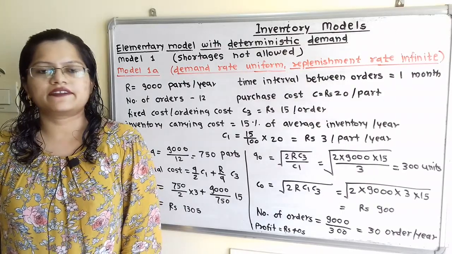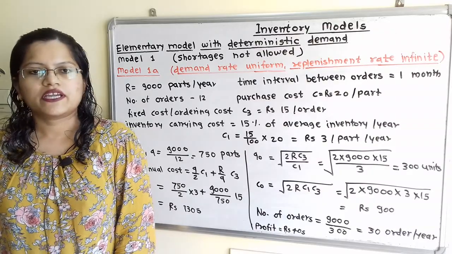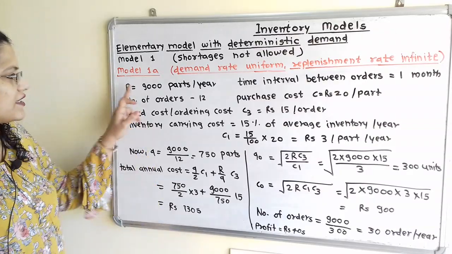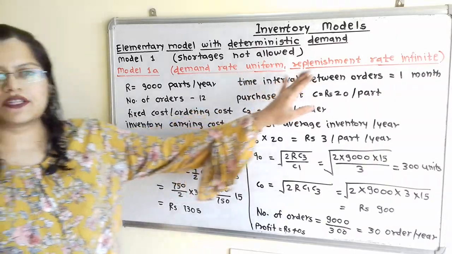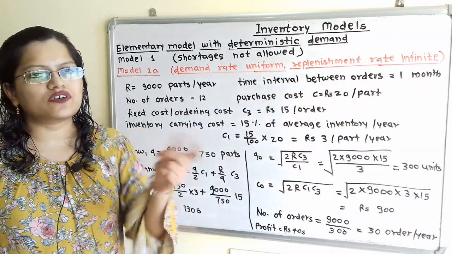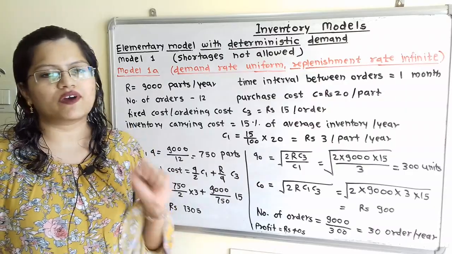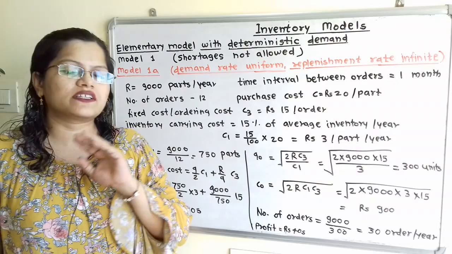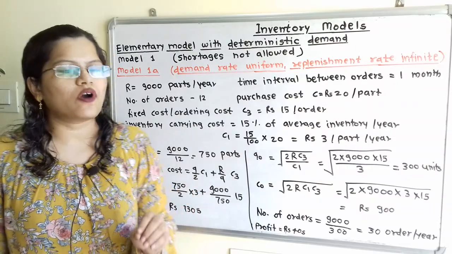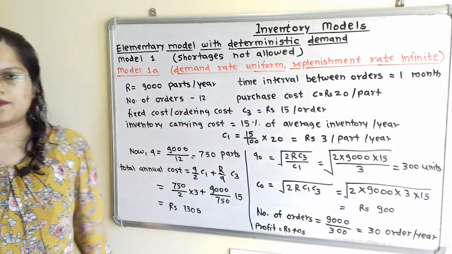Let us understand the given data. Inventory consumption rate R is given as 9,000 parts per year. Then the time interval between orders: each order is given during the period of 1 month. So what is the total number of orders? In 1 year there are 12 months, so the number of orders in 1 year is 12.